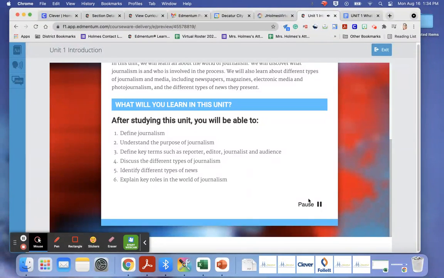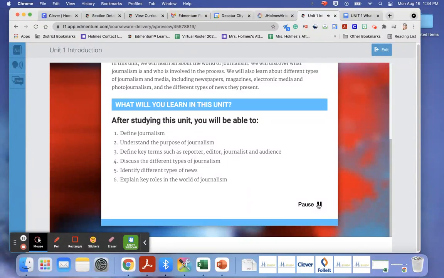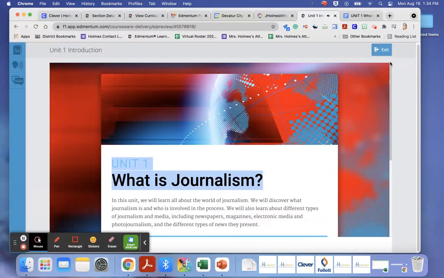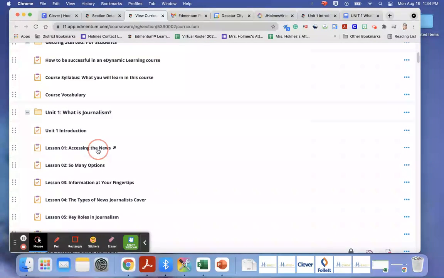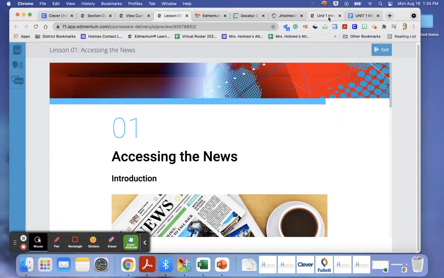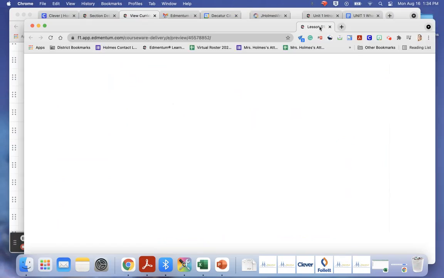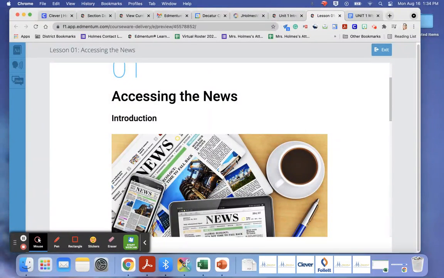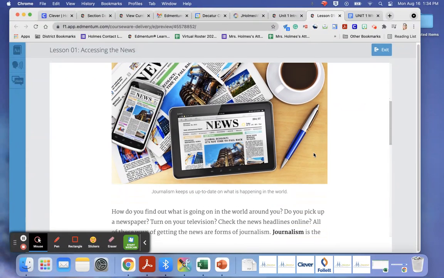What is journalism? Unit summary. In this unit, we will learn all about the world of journalism. We will discover what journalism is. So that's just going to read it for me, okay? So I'm going to go back, and then I'm going to access lesson 1, accessing the news. Okay, so accessing the news introduction. Let me move that on over next to my notes. All right, so I like to do these side by side. That way I'm not constantly trying to figure out where I am, and that helps me a lot.